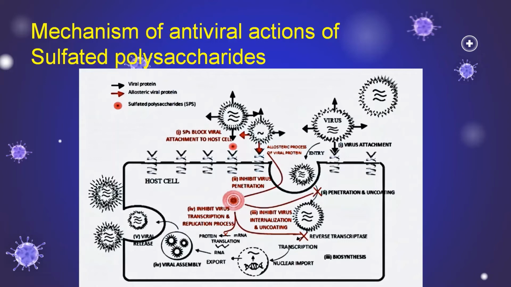The third mechanism of action is inhibiting virus internalization and decoding by binding to the allosteric site of the virus capsid inside the host cell, which in turn prevents its decoding. And lastly, inhibiting the virus transcription and replication process through disruption of some replication enzymes such as the reverse transcriptase enzyme. Thus, the mRNA is not translated to the protein.